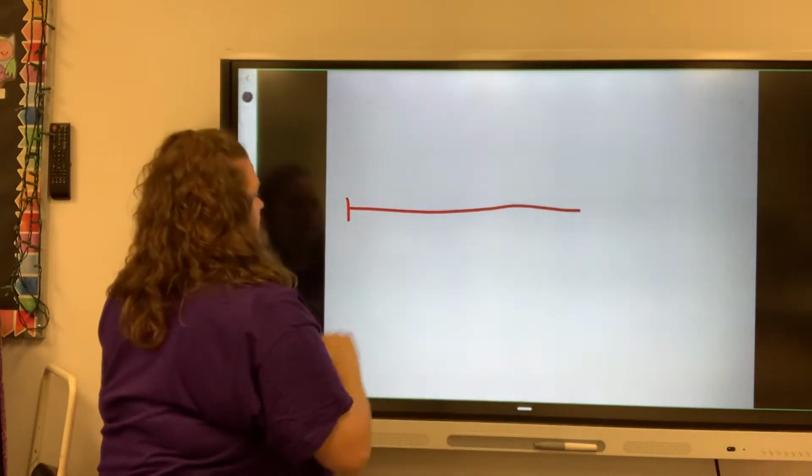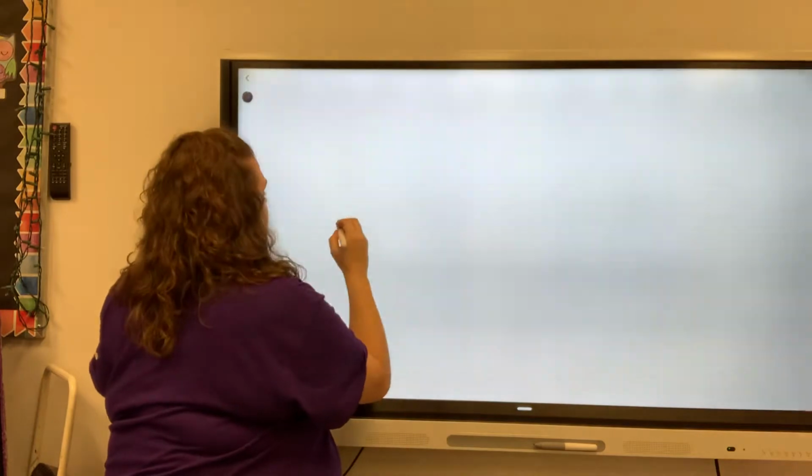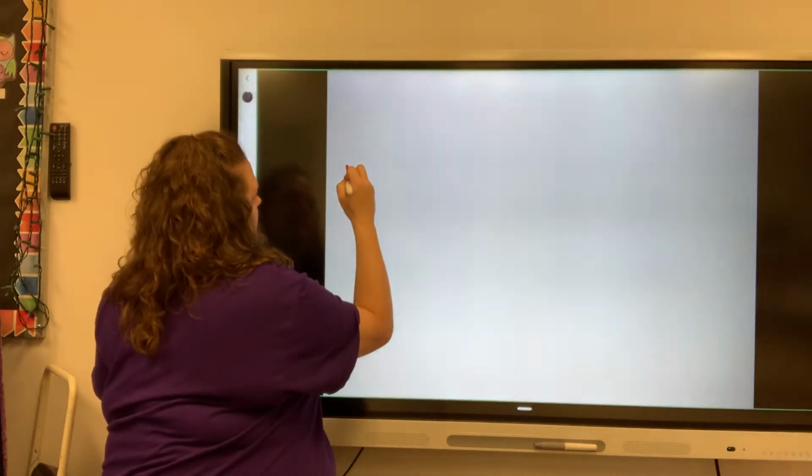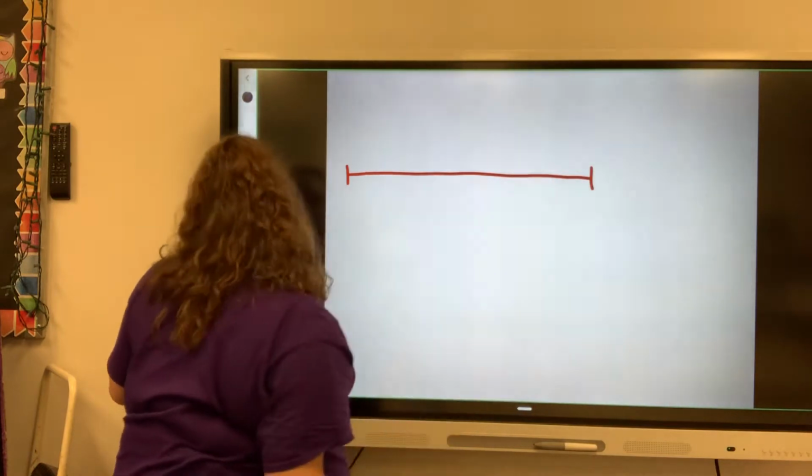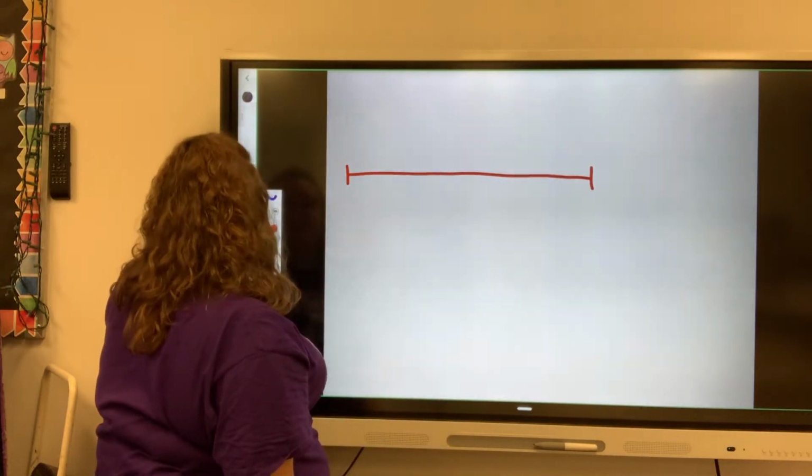Oh, that was really not straight at all. Let's see if I can do a little straighter. And then I'm going to do another one right below it. It's going to be the same length.